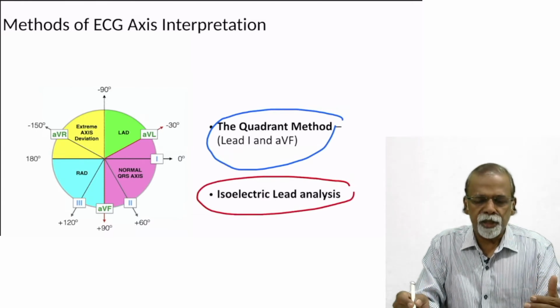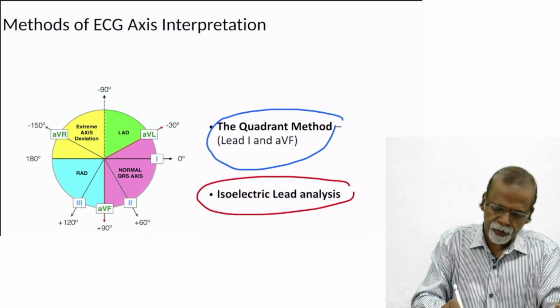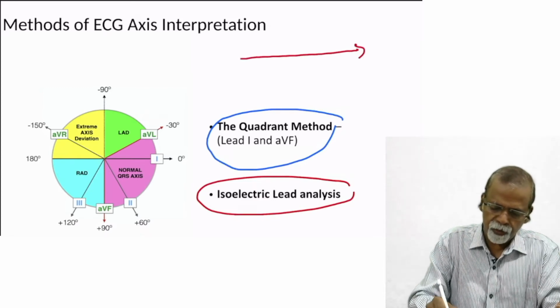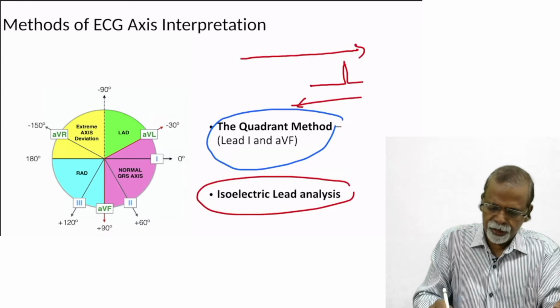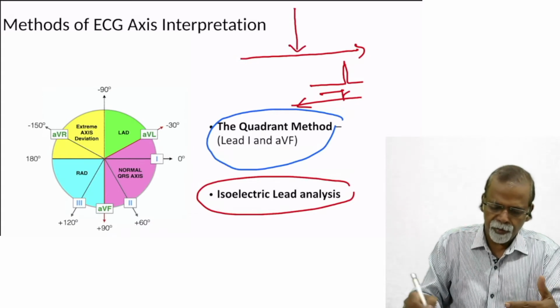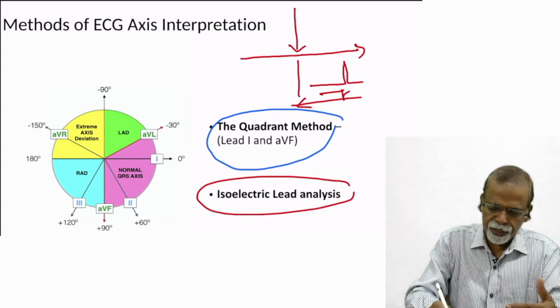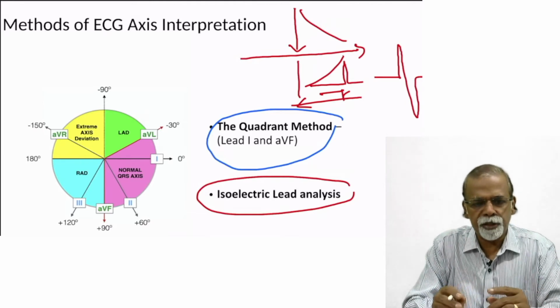During the last session, we discussed that if the current is going towards the positive pole, this will produce a positive deflection. If the current is going away, this will produce a negative deflection. If the current is perpendicular to the lead, the initial part is positive and the later part is negative, so this produces an equiphasic deflection. So what do you mean by equiphasic deflection?